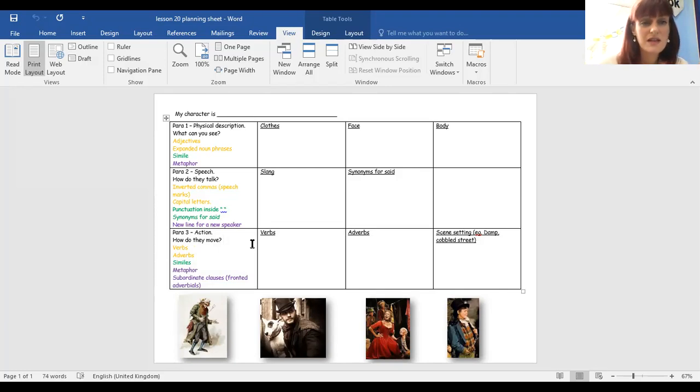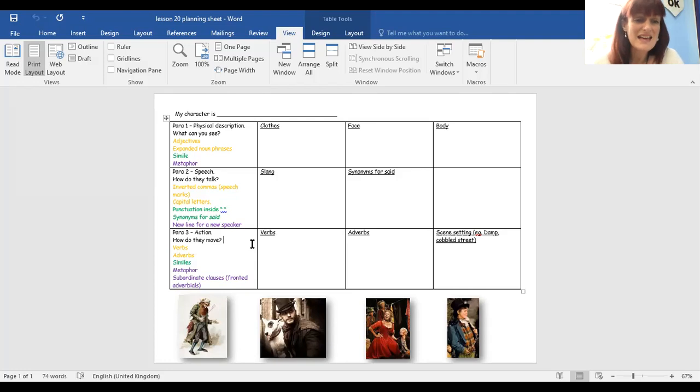Yellow skills are verbs and adverbs. He walked quickly. This is the basic that I'm expecting. Similes again are our green skill, and metaphor is purple. Also, subordinate clauses, okay, using fronted adverbials. Quickly, comma, he ran into the street, okay? That would be lovely to see.